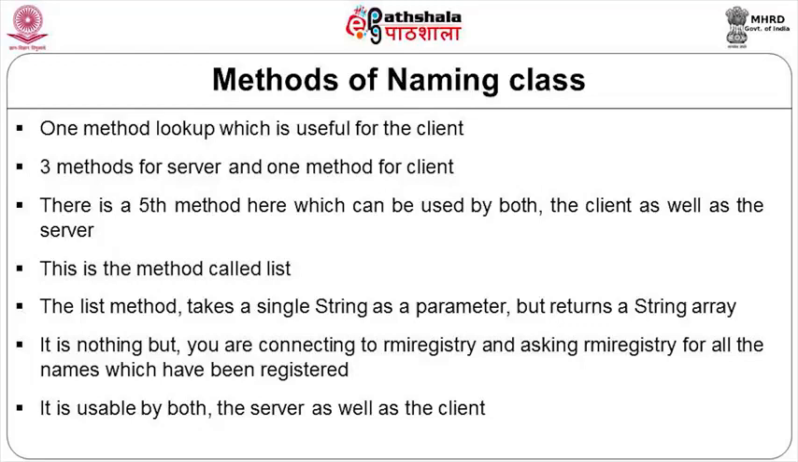There is a 5th method here which can be used by both the client as well as the server. This is a method called list. The list method takes a single string as a parameter but returns a string array. You're connecting to an RMI registry and asking the RMI registry to give all the names which have been registered there, or all the registered objects.